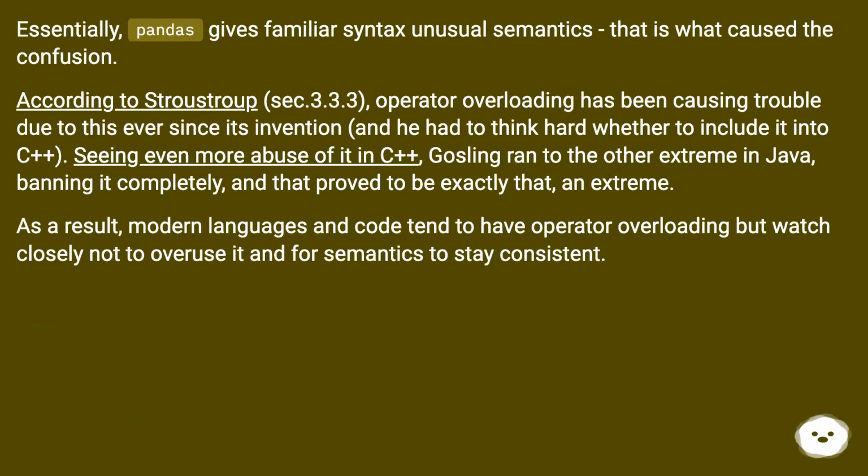Essentially, pandas gives familiar syntax unusual semantics, that is what caused the confusion. According to Stroustrup, 2.3.3.3, operator overloading has been causing trouble due to this ever since its invention, and he had to think hard whether to include it into C++. Seeing even more abuse of it in C++, Gosling ran to the other extreme in Java, banning it completely, and that proved to be exactly that, an extreme. As a result, modern languages and code tend to have operator overloading, but watch closely not to overuse it and for semantics to stay consistent.